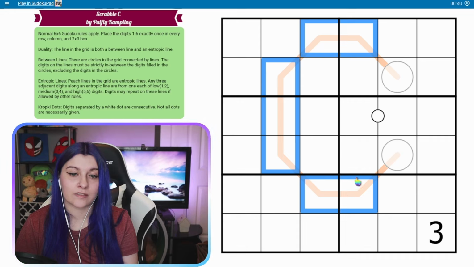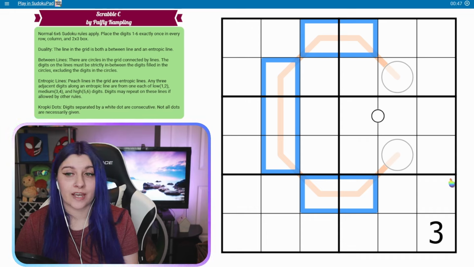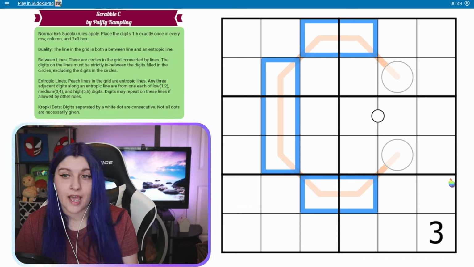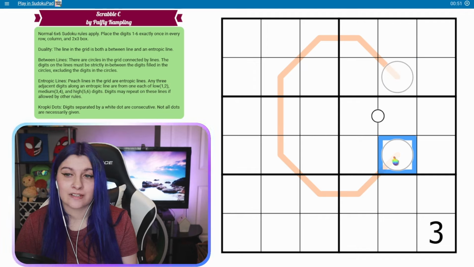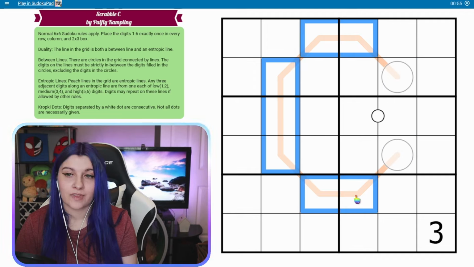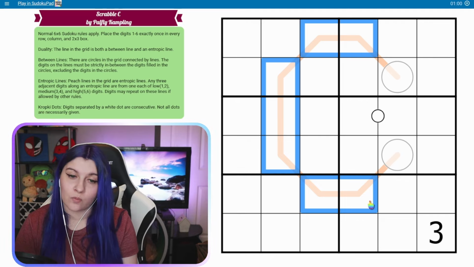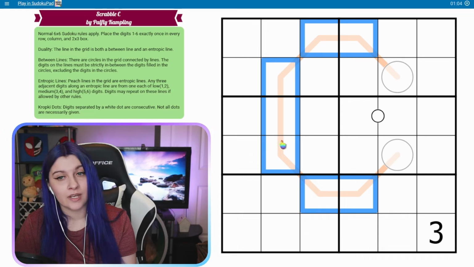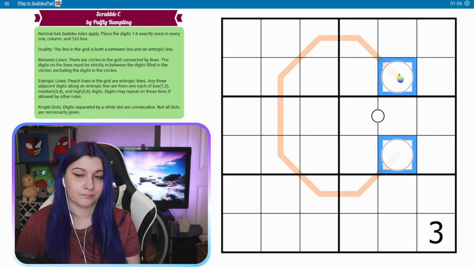At least once. 1, 2, 3, 4, 5, 6, 7 times, actually. So I believe this has to be a 1 and a 6 just because of that. I have to have a low digit at some point in here. There's no way I could ever use a 1 on this part of the between line, so the low digit would have to be a 2, meaning one of these would have to be a 1.